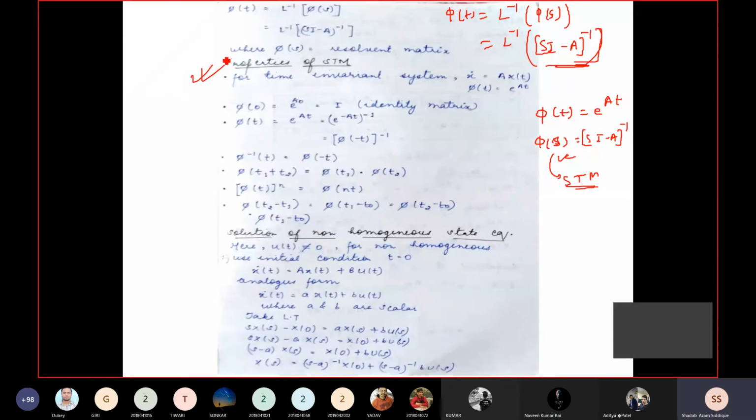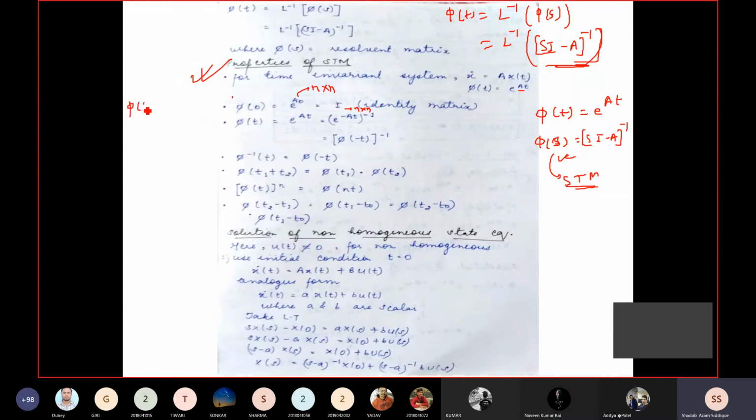See, it is written as properties of the state transition matrix for a time invariant system, x dot of t is equal to Ax of t, and phi of t is equal to e to the power At. So if phi of t is equal to e to the power At, we can find phi of 0, which is e to the power A into 0. E to the power A into 0 gives 1, and because A is a matrix, we should write the identity matrix, which will give you the matrix form. This will give you an identity matrix of n cross n. Suppose A is n cross n dimension, then the identity should be n cross n dimension. Okay, so phi of 0 is equal to the identity matrix.